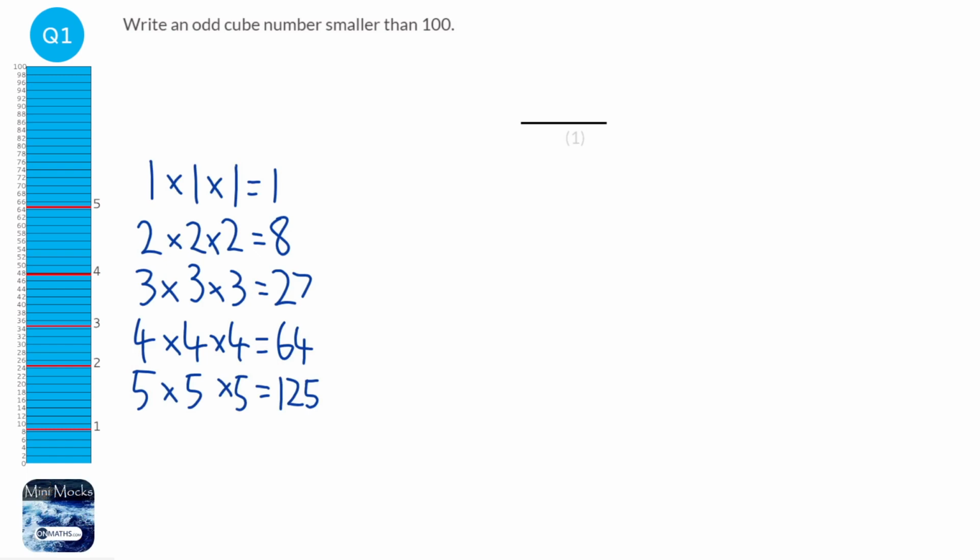And this question asks us to find an odd cube number that is smaller than 100. So it has to be odd, so that gets rid of the 8 and the 64. And it has to be smaller than 100, so that gets rid of the 125. So I can either write down 1, which would be a fine answer, or 27. I'm going to go for 1.